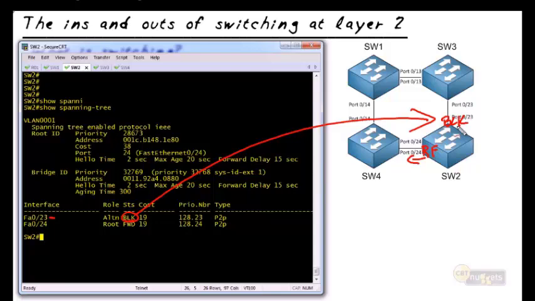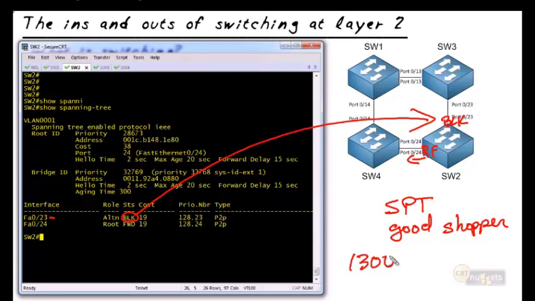Now you might ask, how does it decide? How does it decide where to block? And these spanning tree protocols, it's a good shopper. I want you to think of that. If you wanted to go out and buy a router, and you could get the exact same router for $1,300, or you could get it for $1,700, and it's exactly the same, the same amount of service, everything else exactly the same, the stores are both the same distance from your house. Which one are you going to buy? You're going to buy the one for $1,300 because it's less expensive.